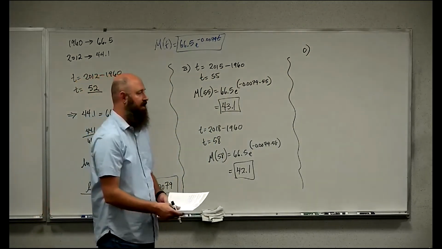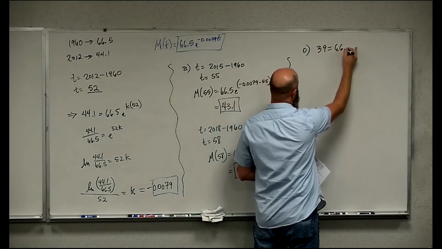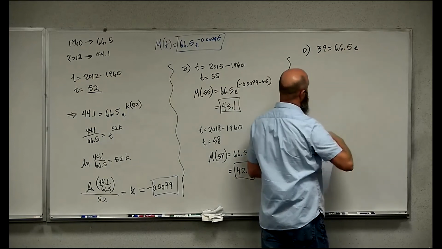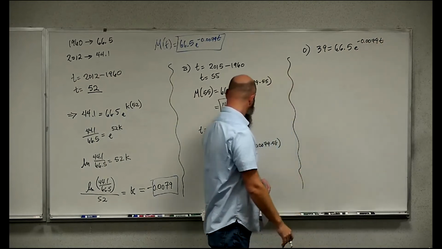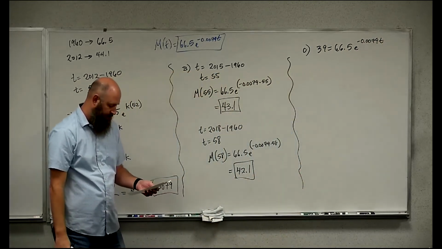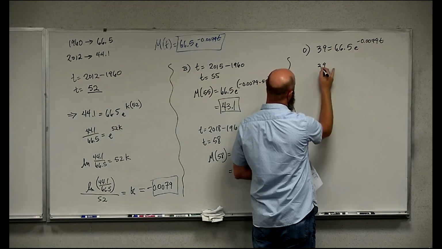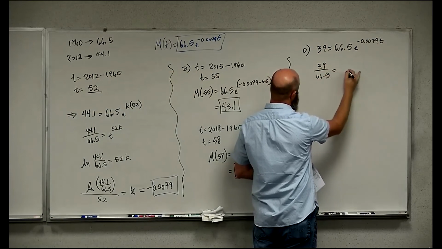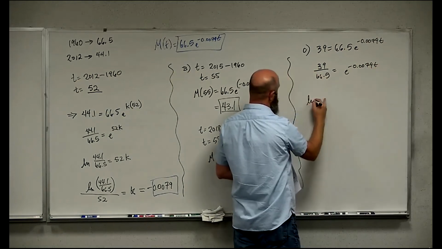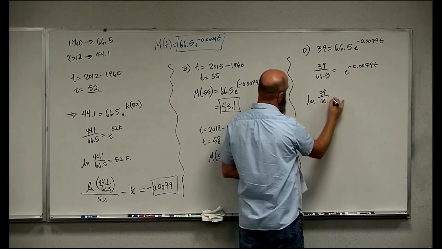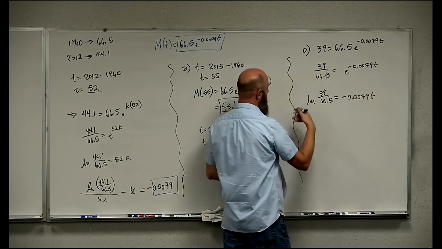So how long will it take us? We're looking for time. That means our ending amount is 39%. So 39 equals 66.5 e to the negative 0.0079 t. So we divide: 39 over 66.5 equals e to the negative 0.0079 t. We take the ln on both sides, and that's going to give me negative 0.0079 t.